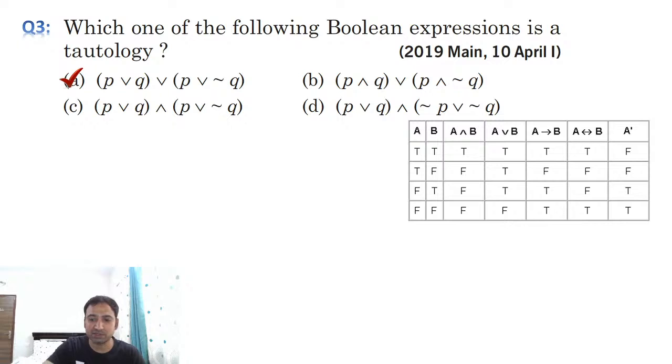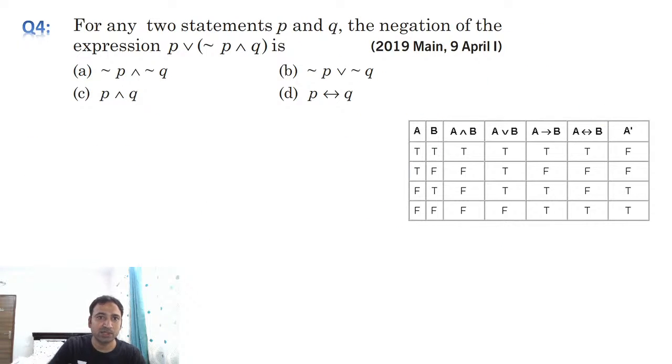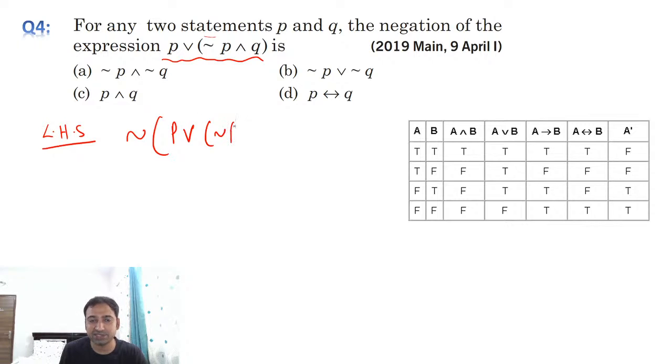So this is the first question. First option, we got it. We too got the first option. Right, chalo, let's move to the next question. This is also 2019. For any two statements P and Q, he is asking the negation of this statement. So the LHS is the negation of (P or negation of P and Q), guys. This is what he gave.